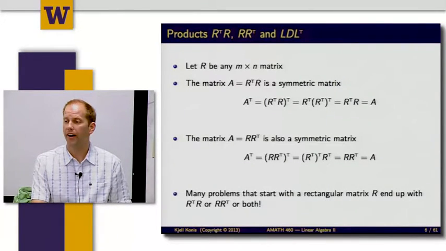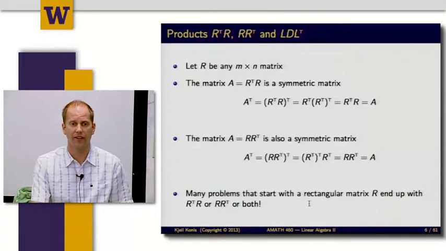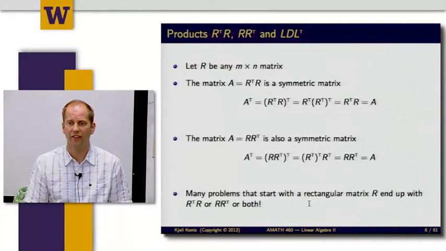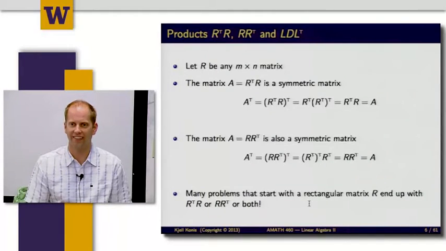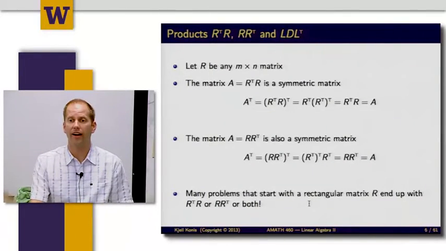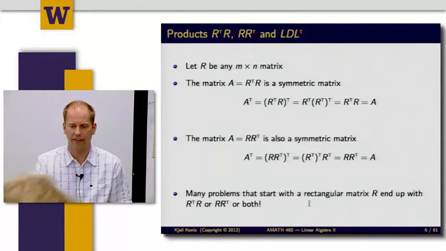And so what we're going to find as we start looking at matrix factorizations is a lot of times we're going to start out with a matrix R that's rectangular. And we're going to do some calculation where we're going to end up with the product R transpose R or R R transpose, or maybe both of them. And so symmetric matrices are going to show up more often than you would expect just randomly. And there are a lot of nice properties of symmetric matrices that I'll get to later in this set of lectures.